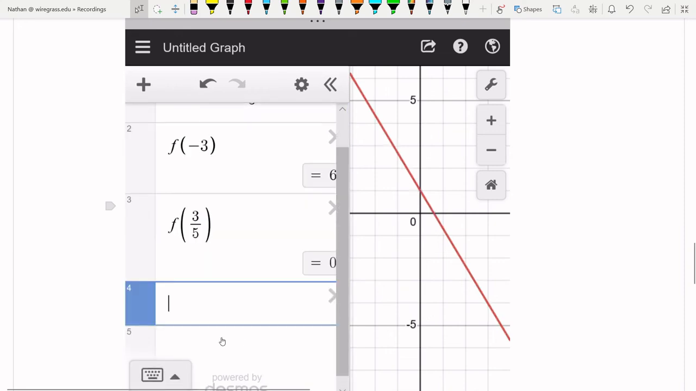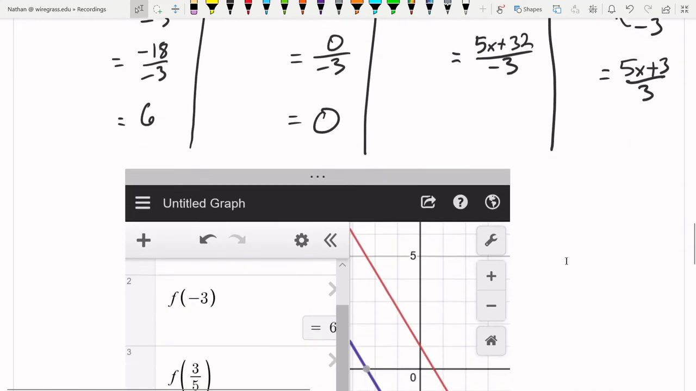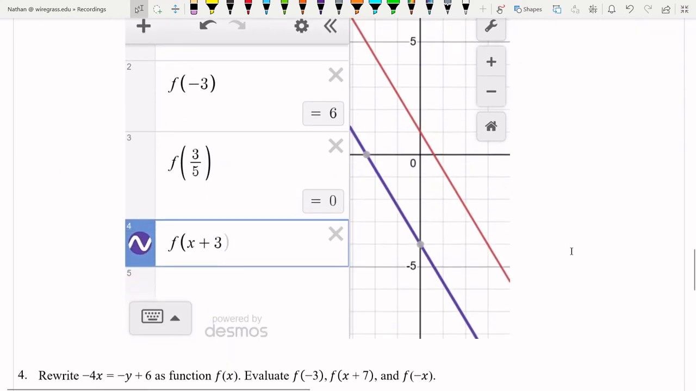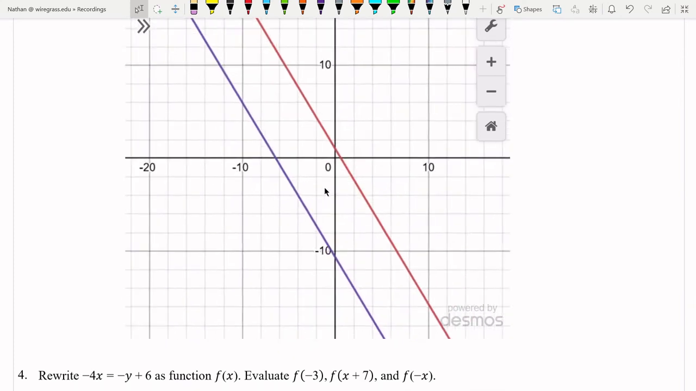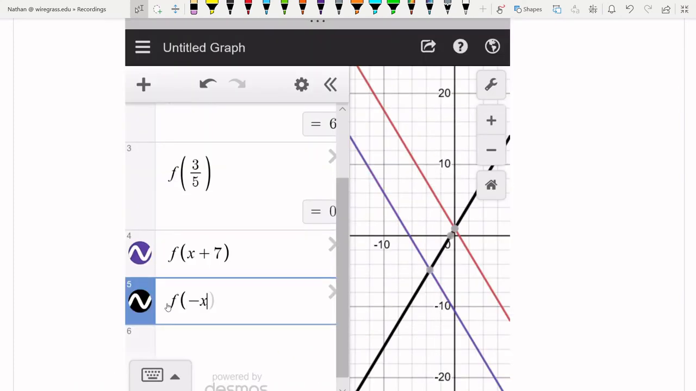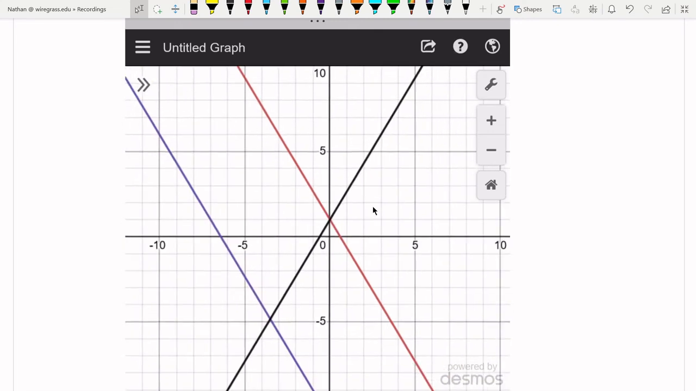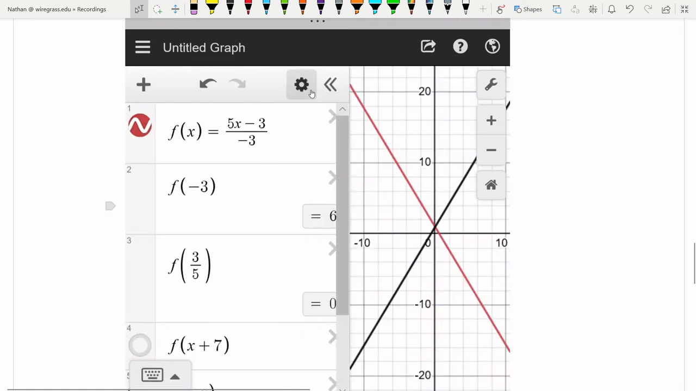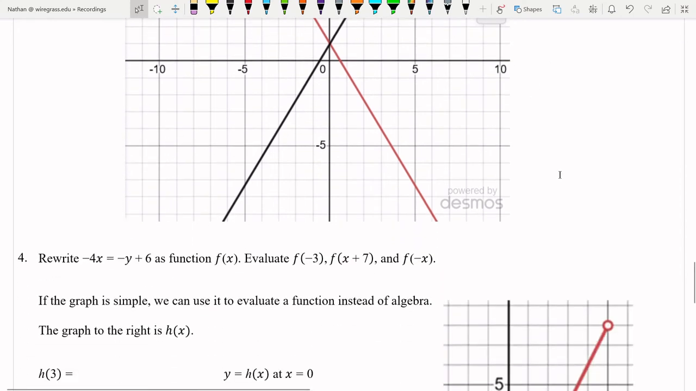Now, when we plug in a different expression, so for instance, f of x plus 7, you can see we actually get a different function. The same thing happens when we plug in negative x. You can see here we actually get a function that goes the other way. And actually, if I remove this purple one, it's actually a reflected function across the y-axis. It's just reflected across there. Okay, give it a try in number 4.